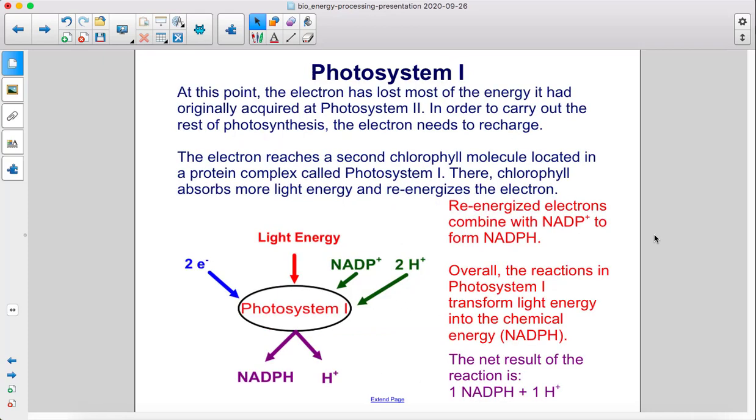At this point, the electron has lost most of the energy it had originally acquired at photosystem 2. In order to carry out the rest of photosynthesis, the electron needs to recharge. The electron reaches a second chlorophyll molecule located in a protein complex called photosystem 1. There, chlorophyll absorbs more light energy and re-energizes the electron. Re-energized electrons combine with NADP+ to form NADPH. Overall, the reactions in photosystem 1 transform light energy into chemical energy, NADPH. The net result of the reaction is 1 NADPH plus 1 H+.